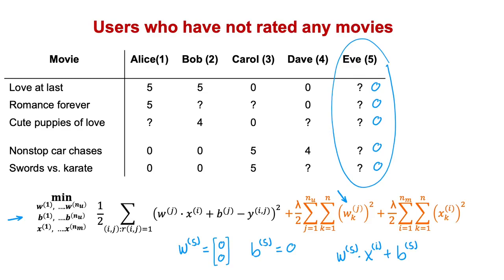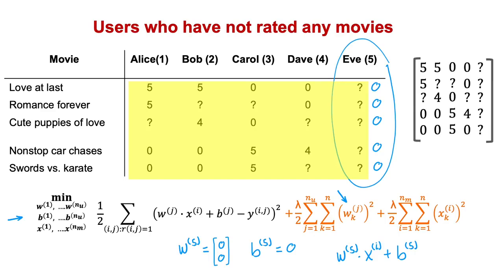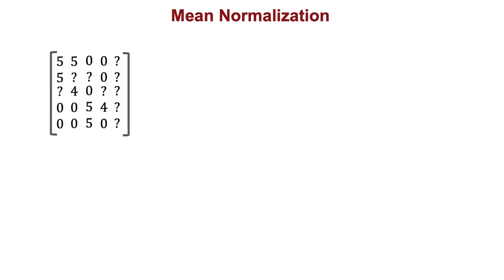In order to describe mean normalization, let me take all of the values here, including all the question marks for Eve, and put them in a two-dimensional matrix like this, just to write out all the ratings, including the question marks, in a more succinct or a more compact way. To carry out mean normalization, what we're going to do is take all of these ratings and for each movie, compute the average rating that was given.